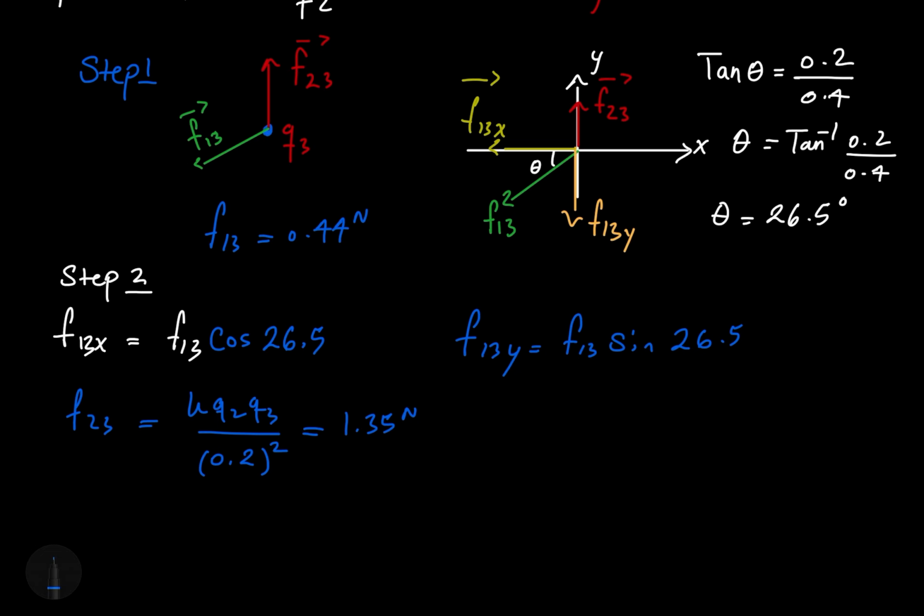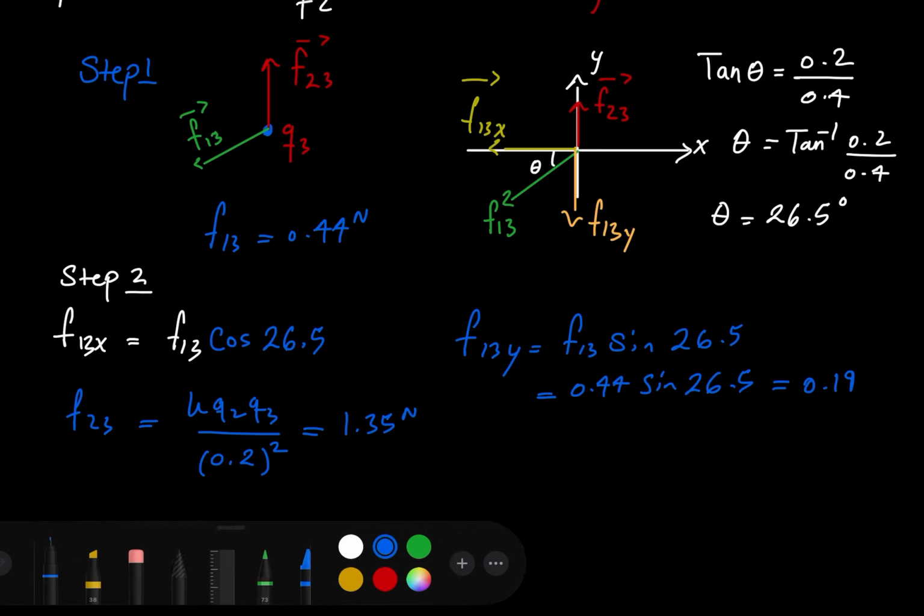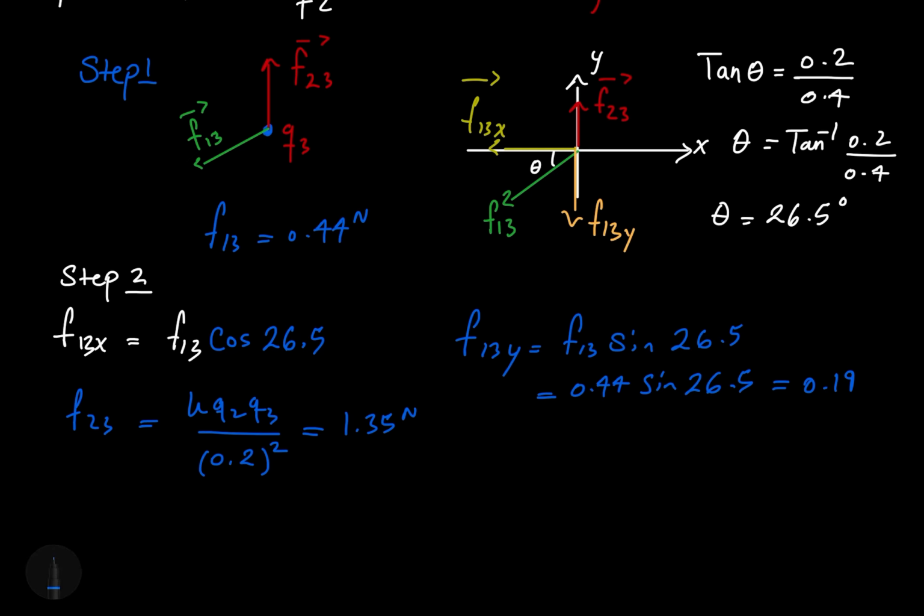So the value of F13y is going to be 0.44 times the sine of 26.5. And that's going to be 0.19. Now, you can put a negative before 0.44 to indicate the fact that it's going in the negative direction. But you don't have to do that here because we know it's going down. We're going to subtract the forces anyway.